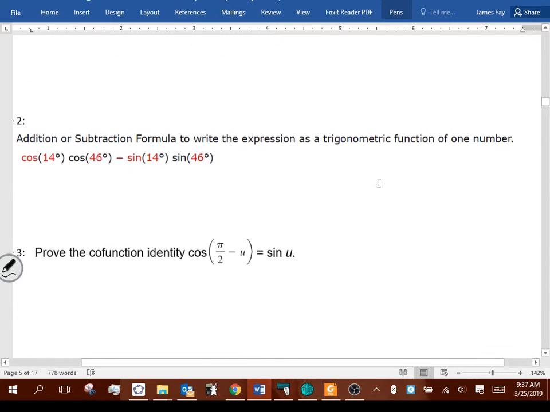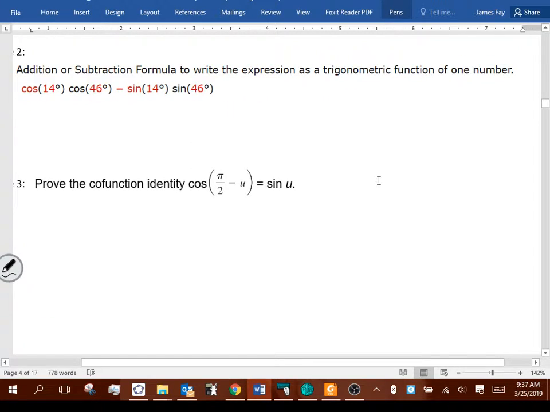Okay, so the first one, we did example 2 Friday, the cosine 14, cosine 46, right? We got that to cosine 60. What I want you guys to understand is that there's not directions that tell you to keep going until, this one actually does. It says, and I think I wrote it this way last year for this purpose. It says, as a trigonometric function of one number, okay?